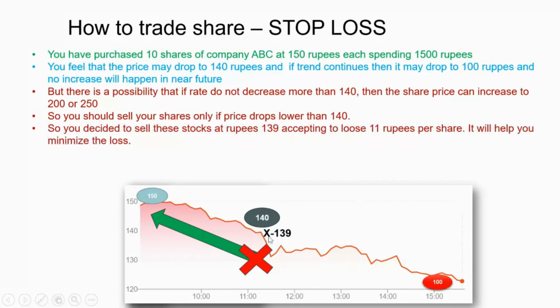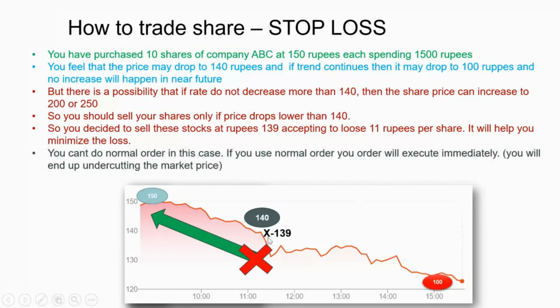So you should use a stop loss order in this case. This means you want to sell your shares only if the price drops beyond 140. So you need to place a sell order for 139 rupees. If you do a normal sell order of 139, then your order will get executed immediately because the current market price is 150 and you are undercutting and giving a discount to the buyers. So that's where stop loss order becomes important.